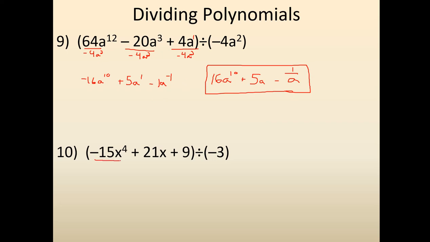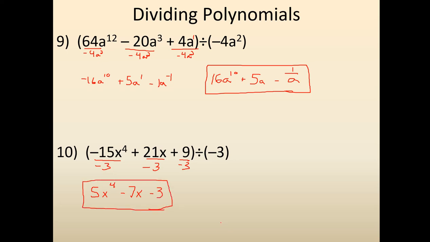Over here, once again, the denominator is just going to be negative 3. So divide each one by negative 3. Negative 15 divided by negative 3 is just going to be 5. There is no exponent to deal with, so it's just going to be left as x to the 4th. 21 divided by negative 3 is negative 7. And again, nothing to play around with the exponent. And plus 9 divided by negative 3 is negative 3.